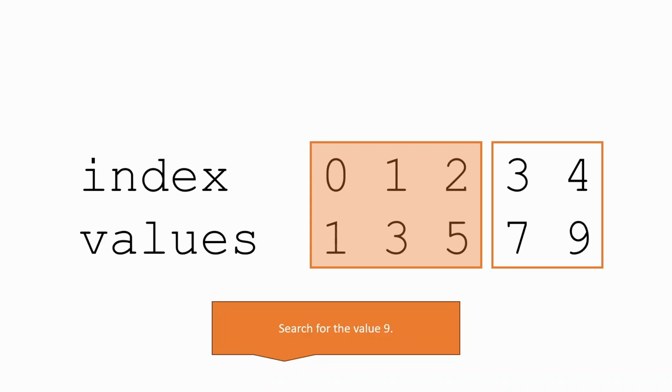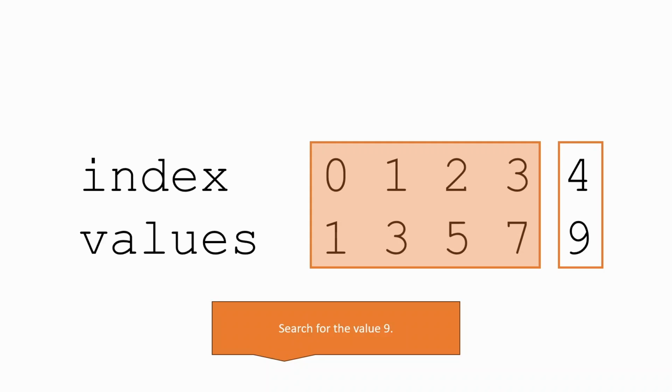It has a value at index 3 and a value at index 4. So the middle would be 3 plus 4 divided by 2, which is 3. So we're going to check the value at index 3 against the value 9, and 7 is less than 9. So we can ignore the value at index 3 as well.